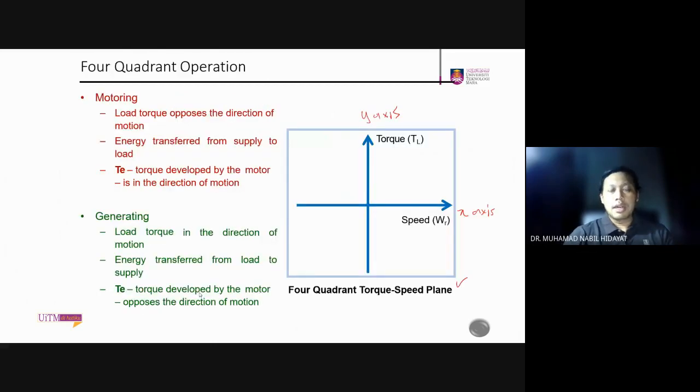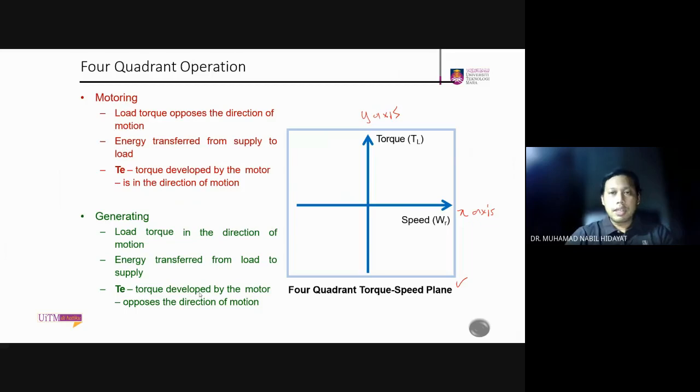So here you can see the 4-quadrant torque speed plane. In some textbooks you have your y-axis in torque and x-axis in speed, or vice versa. Sometimes y-axis is speed and x-axis is torque, or sometimes they don't use torque, they use current instead of torque. And for speed, sometimes they use the armature voltage, with positive and negative. So different textbooks have different explanations of this 4-quadrant torque speed plane.